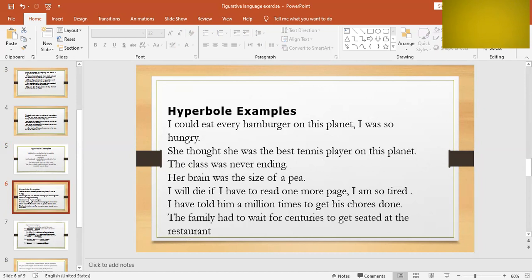He was so hungry. She thought she was the best tennis player on the planet, on the earth. Also, it's a matter of exaggeration. You don't know whether she was the best. It is possible to be the best, but here the author wants to say that she was not the best, but she was very proud of herself. Okay.